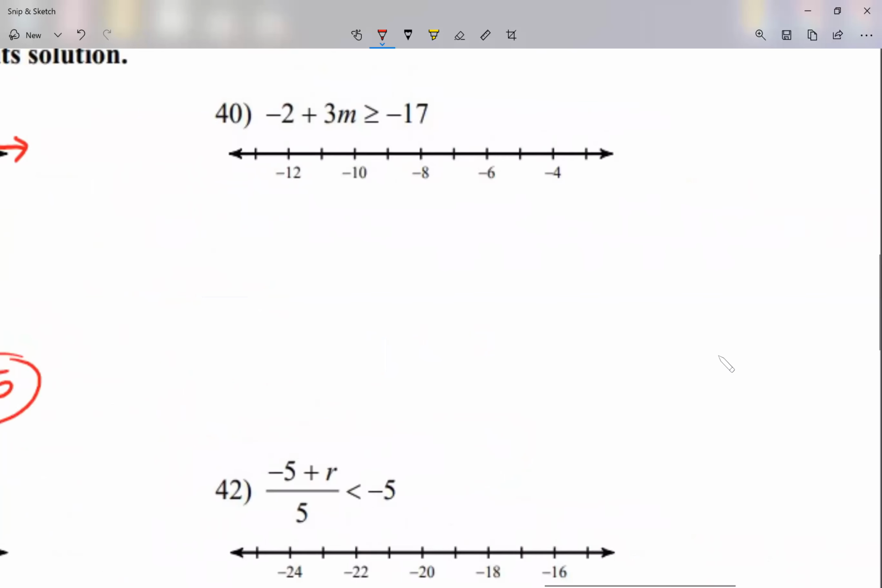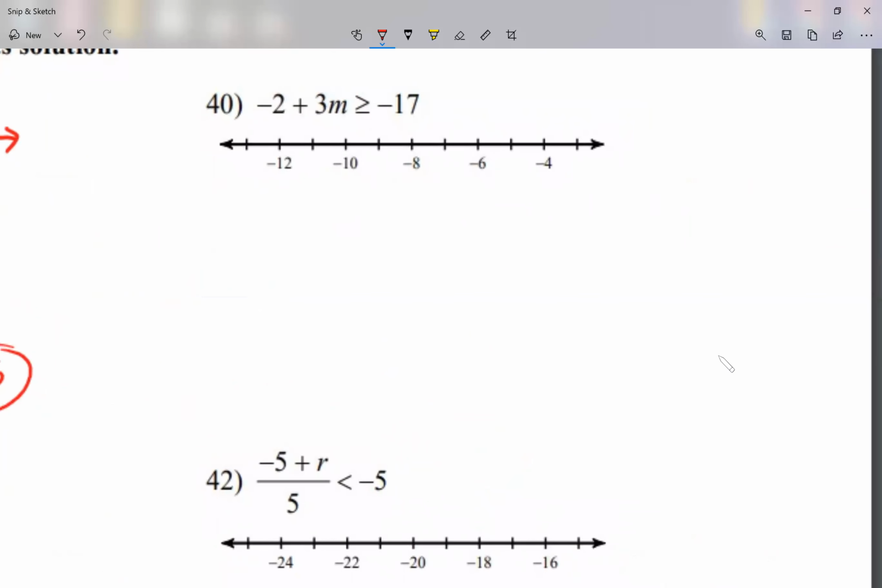I'm working up until 42 today. So to begin with, the letter has to be on the left side, which is what I have. I have negative 2 plus 3m is greater or equal to negative 17. I'm just going to write it down here so I can work on it.